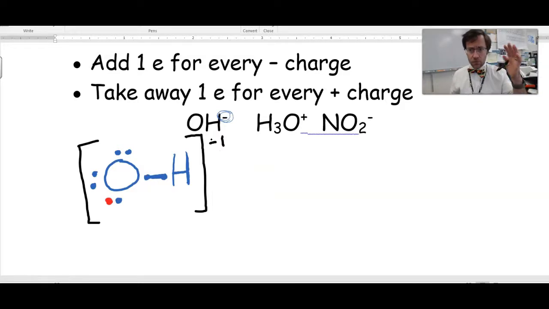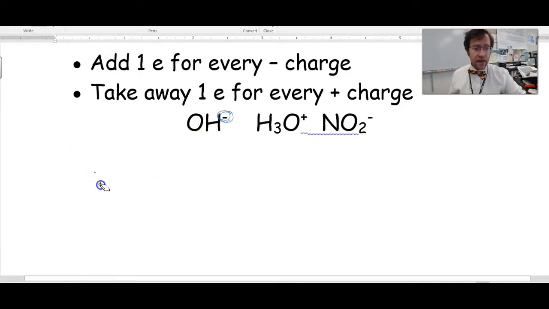Again, you just put out all the atoms as you can, making 2 electrons for 1 bond, and then add 1 electron for a negative, take 1 away for a positive, and that's how we do. Let's move on to H3O.